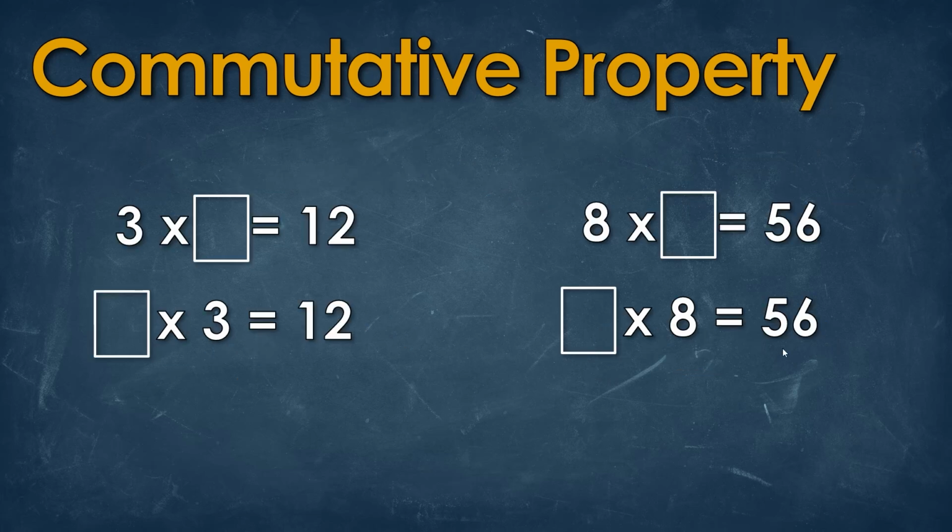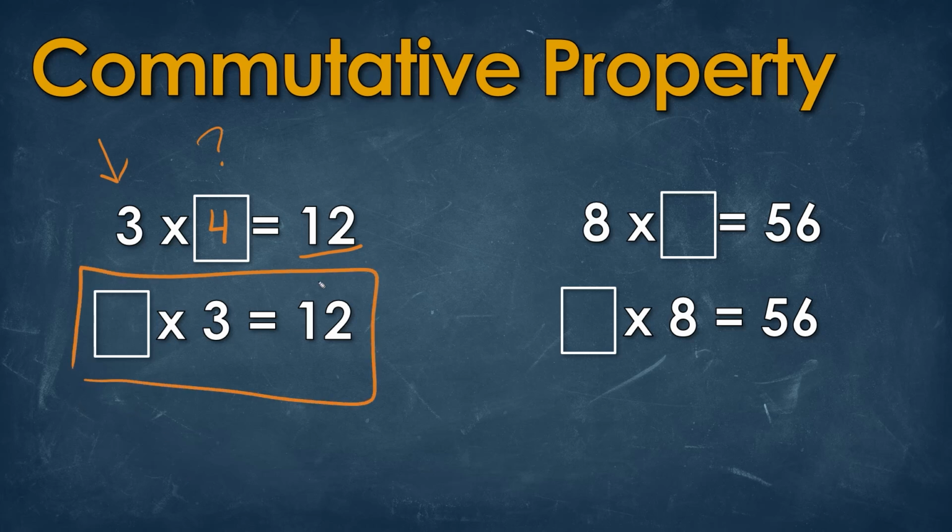Now let's do a couple examples. So we can see that we have 3 times something will give us 12. We can use our multiplication table to figure out that that is 4. Well, take a look at this one right here. Well, we know we get the same answer, 12. We're multiplying by 3 to get something. Well, the only answer that could be is 4, right? The order in which we multiply does not change the answer that we see.